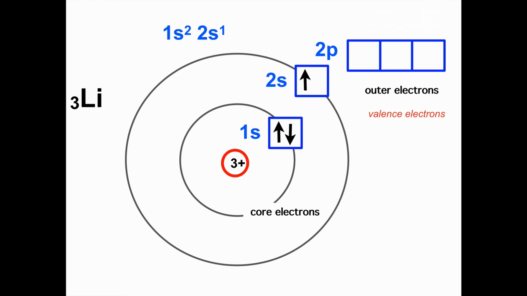And guys, in chemistry, it's about the valence electrons, the electrons on the outside. Lithium loses 1 electron in chemical reaction. It's that electron out in the 2s that is lost.